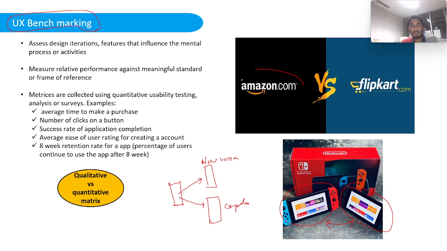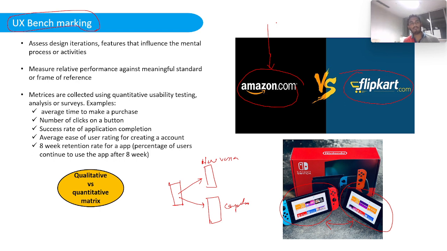For example, Amazon and Flipkart both are e-commerce websites, and if you are the designer of Amazon, you try to actually benchmark your product against Flipkart. Now these are what we call benchmarking. But what we are benchmarking also depends upon what we are going to do as a designer. Now if we do benchmarking based on features, that means we are considering features to evaluate.